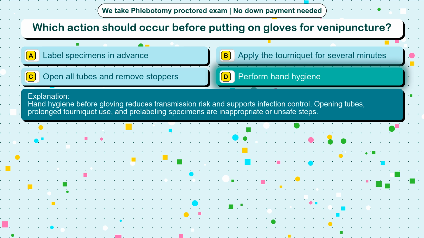Opening tubes, prolonged tourniquet use, and prelabeling specimens are inappropriate or unsafe steps.